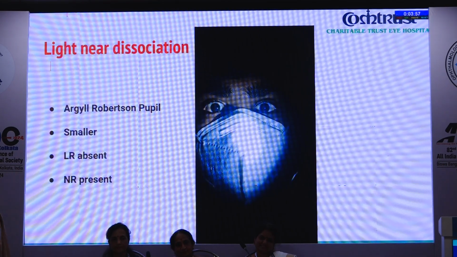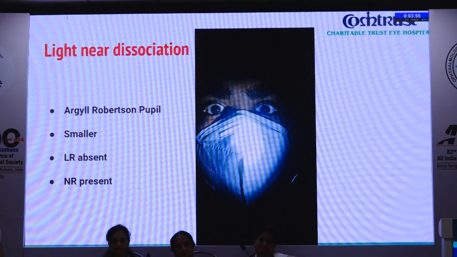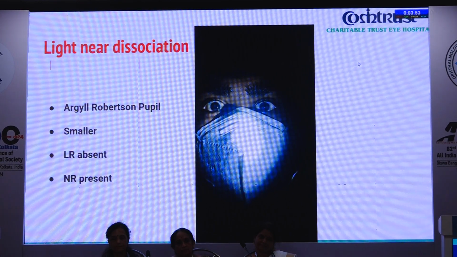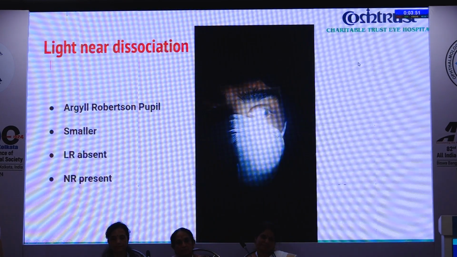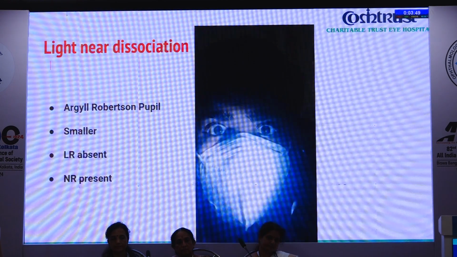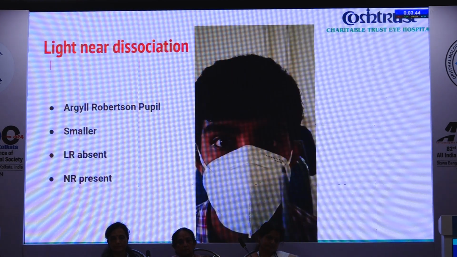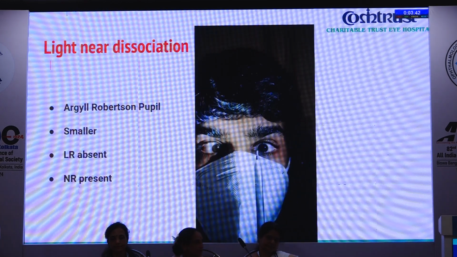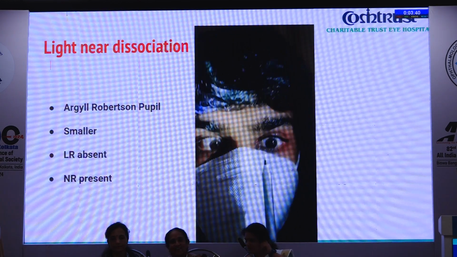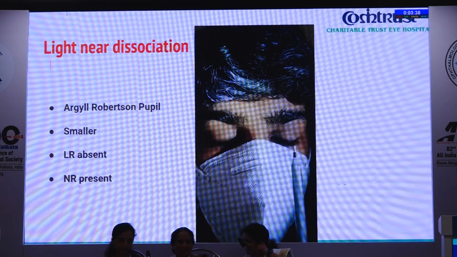Another case that we see in our clinic is light near dissociation, called Argyll-Robertson pupil. We see that the size of the pupil is smaller. The light reflex is absent in this case. But when we ask the patient to converge, the near reflex was present.